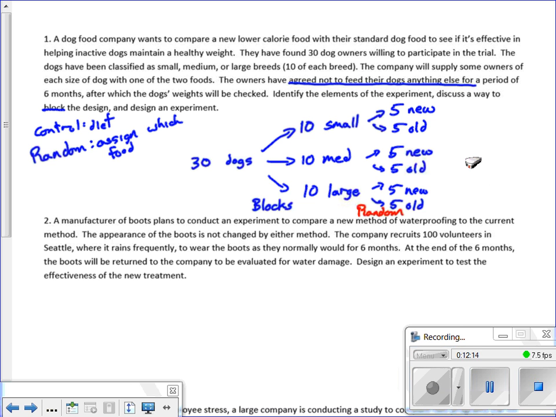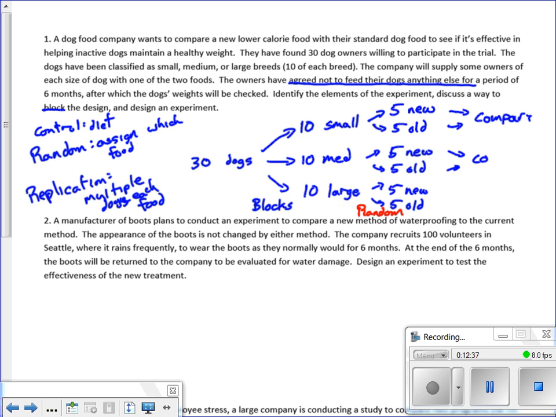And then from there, like I said, we're talking replication. So the replication, there's multiple dogs that get each food. Sorry, it's kind of hard to read that small writing. Now don't forget, at the end of your experiment, you need to come back. You need to compare the weights, obviously. So if you have to design an experiment, this is a good way to set that up.